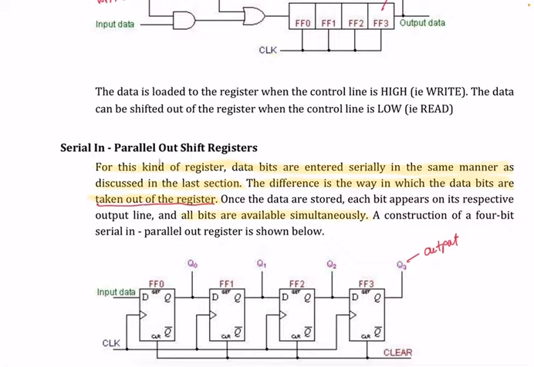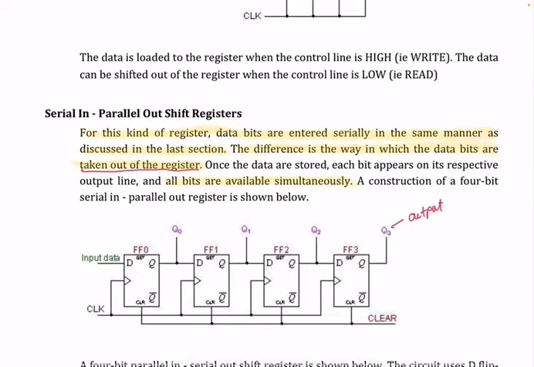Next type is serial in, parallel out. Shift registers for this kind of register, data is entered serially in the same manner as discussed in the last section, but the difference is that they are taken out in parallel fashion. So ito yung output natin. Pag sinabing parallel, simultaneous yung paglabas nila. So ito yung serial in nila. Pumapasok ang data serially. But pag kukunin na ng program or ng applications, they are shifted out in a parallel fashion. Ibig sabihin sabay-sabay silang lumalabas.